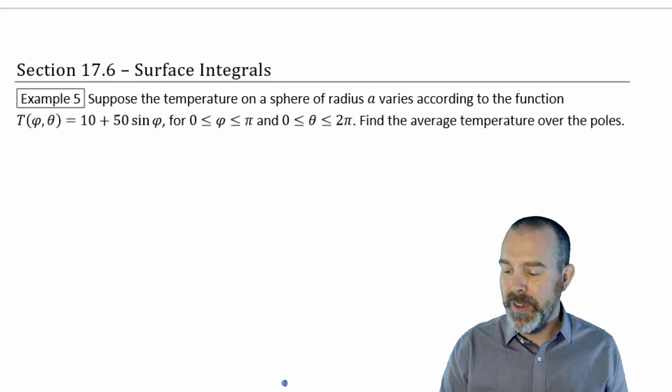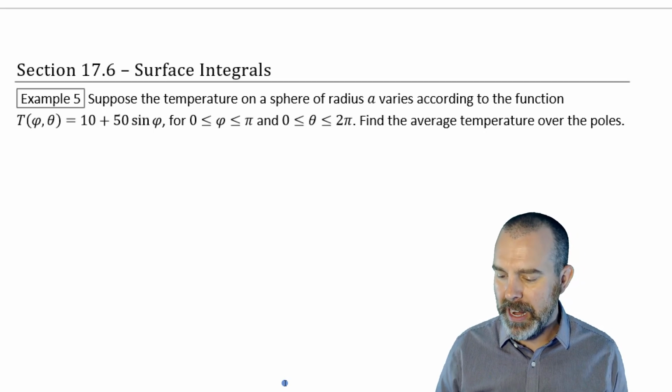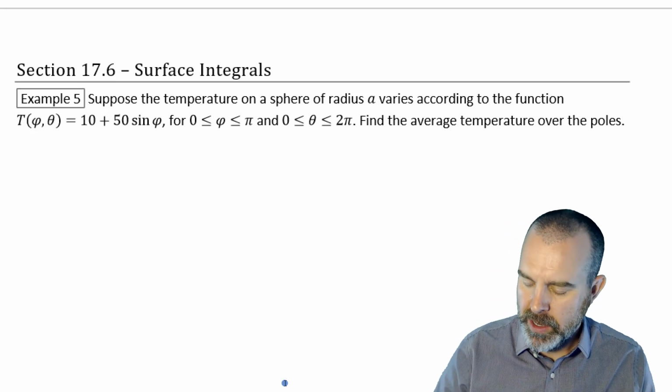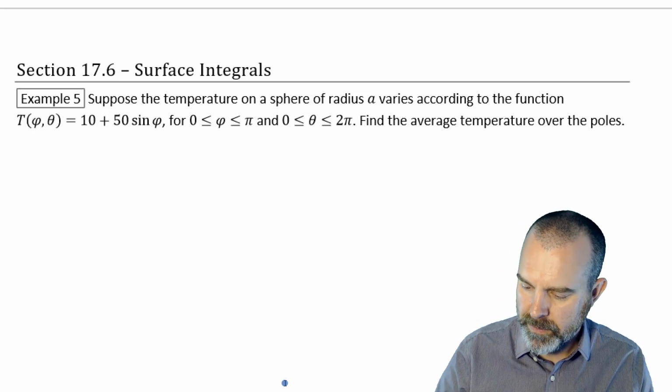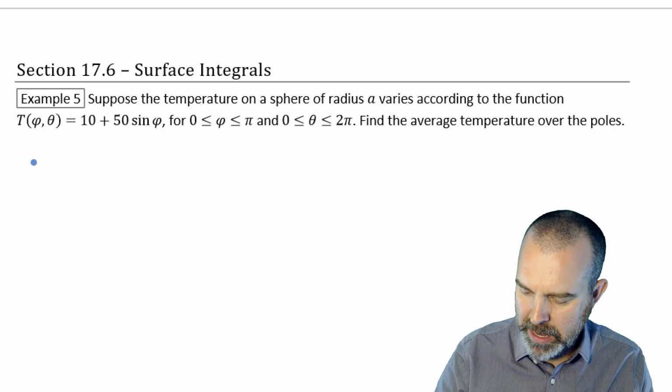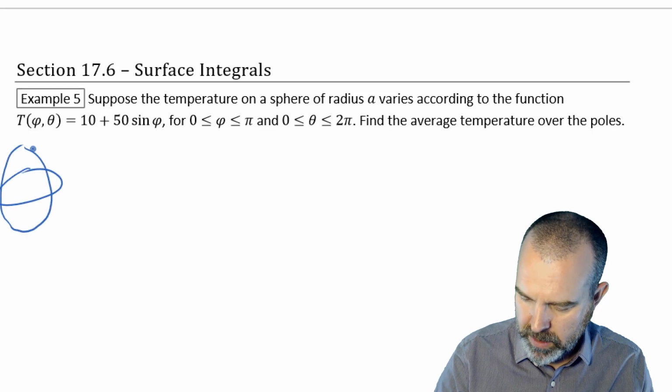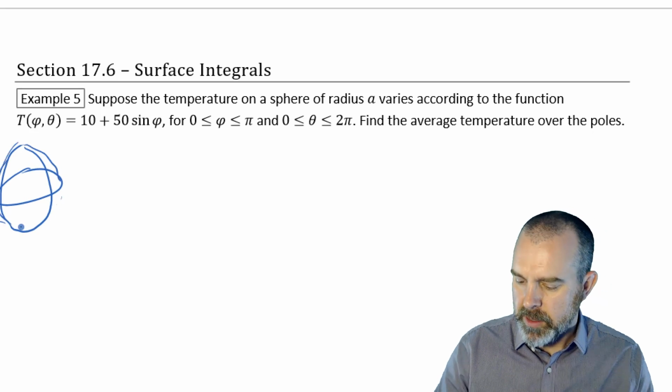Suppose the temperature on a sphere of radius A varies according to the function T of phi, theta is 10 plus 50 sine phi. You can think of this on a sphere. So what this would be is, remember, phi, that's like the worst sphere ever. Here. Okay, that's marginally better. I don't know. It's been a long day.